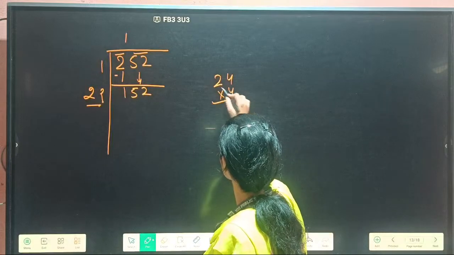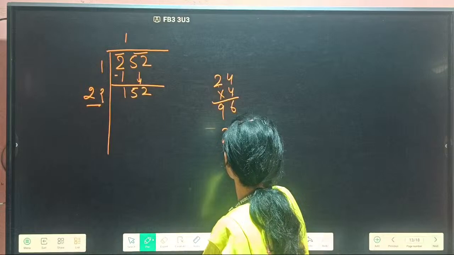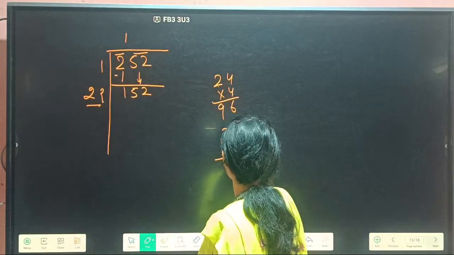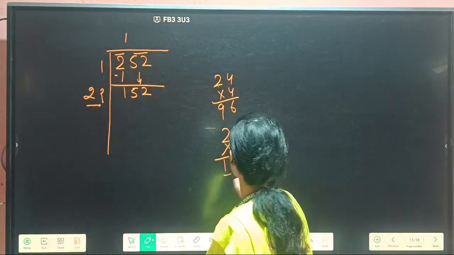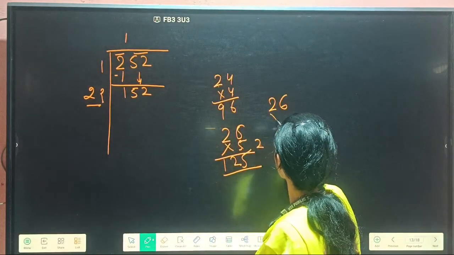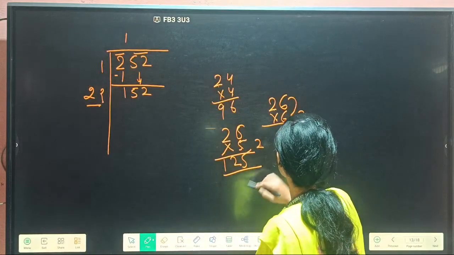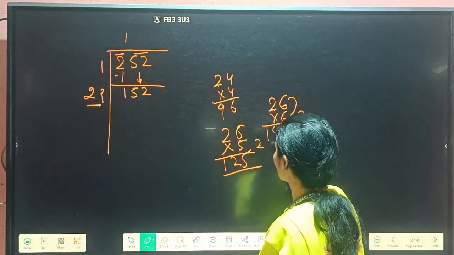4 fours are 16, 4 twos are 8, and 1 9, 96. Check with 5. 5 fives are 25, 5 twos are 10. It is 125. Check with 6. 6 sixes are 36, 3 6 twos are 12, and 3 15.